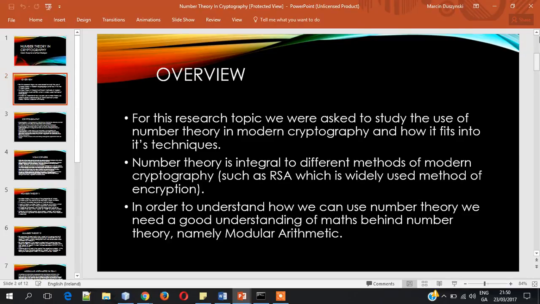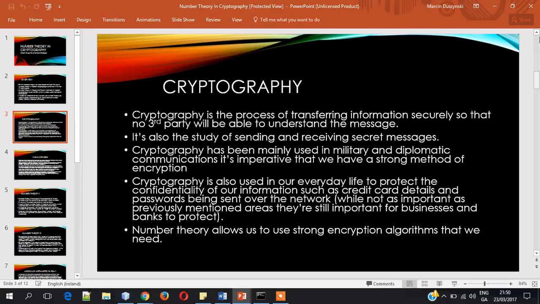Cryptography is the process of transferring information securely so that no third party will be able to understand the message. It's also the study of sending and receiving secret messages. Cryptography has been mainly used in military and diplomatic communications, and it's imperative that we have a strong method of encryption. It is also used in our everyday life to protect the confidentiality of our information, such as credit card details and passwords being sent over the network. And number theory allows us to use the strong encryption algorithms that we need.